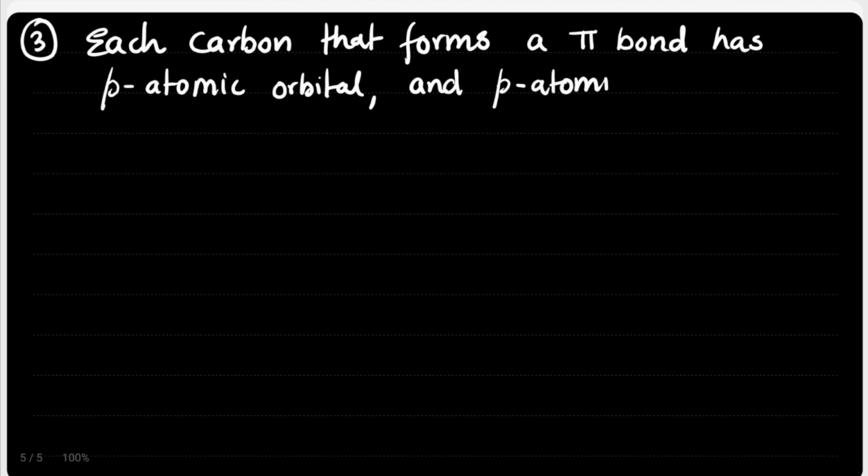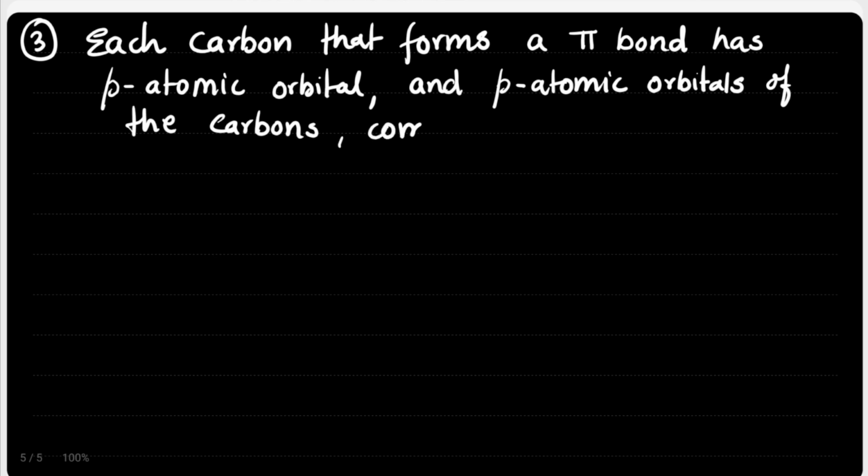So two pi atomic orbitals of the carbon atoms interact with each other and form a molecular orbital or a set of molecular orbitals. The carbons combine to form a set of molecular orbitals. In this way, we get the formation of molecular orbitals.